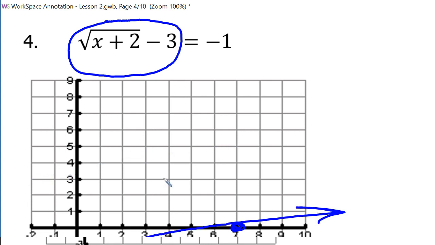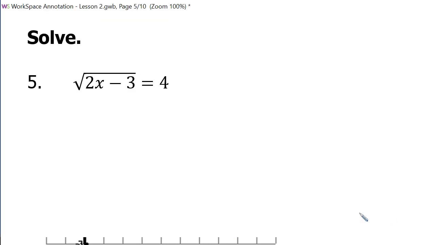And when I draw the horizontal line, it goes through which value? -1. And when we're looking for the solution, what is it we're looking for? Where they intersect. So they intersect right here, and we're solving for what variable? X. So the answer is x equals 2. Now it's not always going to be x equals 2. That's just a coincidence.